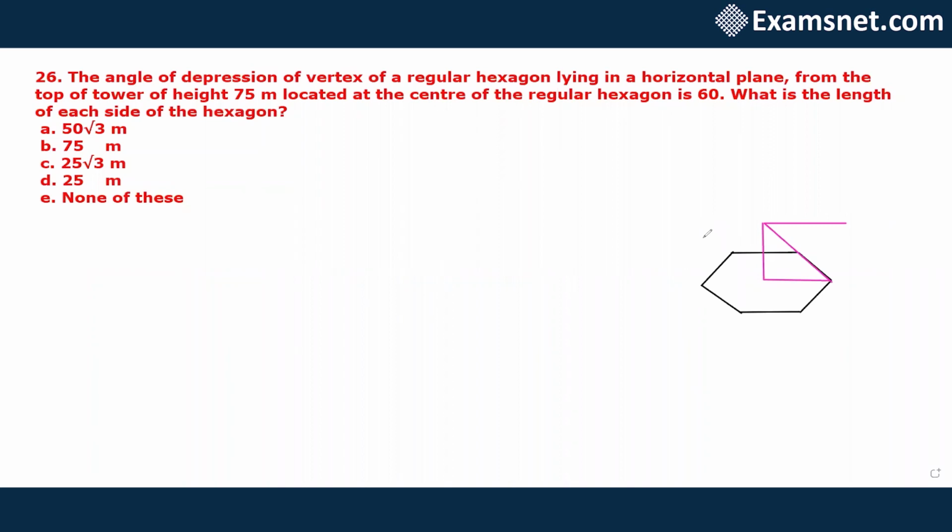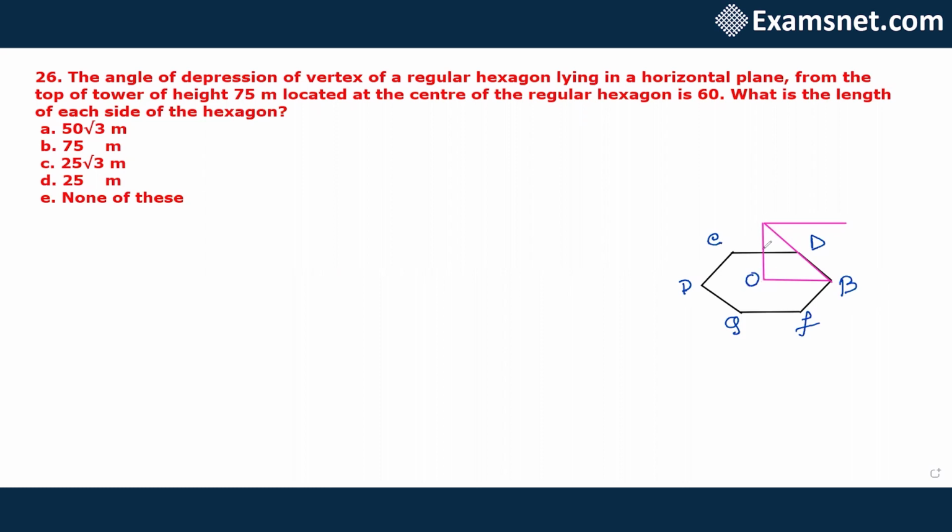Our given question is: the angle of depression of a vertex of a regular hexagon lying in a horizontal plane, from the top of a tower of height 75 meter located at the center of the regular hexagon, is 60 degree. What is the length of each side of the hexagon? Five options are given. Here I have already drawn a hexagon. Let's say the vertices are A, B, C, D, E, F, and the center is defined as O.